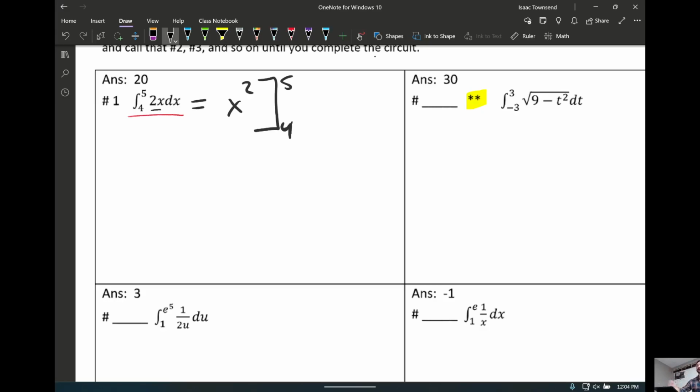I still have to evaluate from 4 to 5. So the first thing you do is you plug in the upper bound, get a number, then plug in the lower bound, get a number, and then do you remember what we did with these two numbers? Subtract them. Plugging in 5 basically gives us the area from 0 to 5, and then plugging in 4 gives us the area from 0 to 4. So if I only want to know the area from 4 to 5, I would take the area from 0 to 5 and subtract the area from 0 to 4. That's why it's working like that.